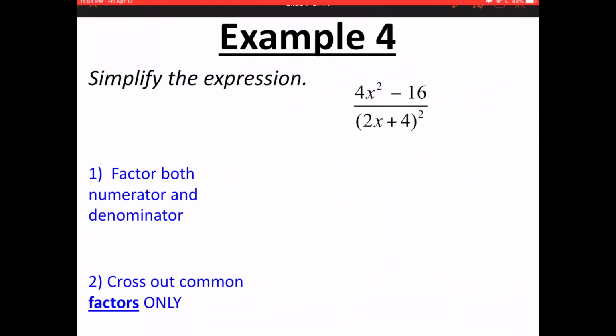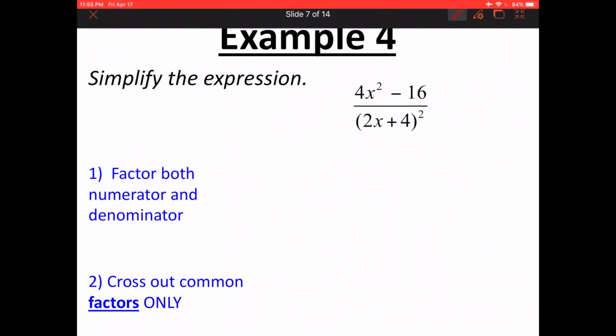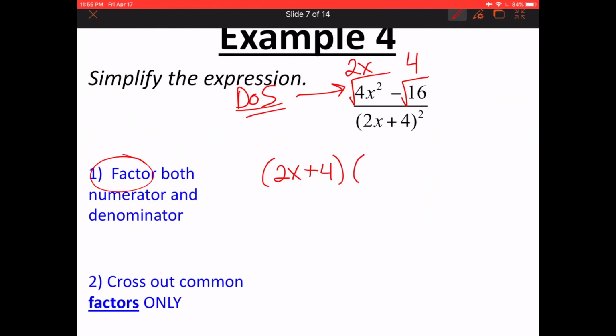Okay, guys, so let's take a look at example 4, simplifying the expression. So again, step 1 is to factor. In my numerator, the method of factoring that I'm going to use is difference of squares. They're both perfect squares. So I square root 4x squared and I get 2x. I square root 16 and I get 4. Remember, for difference of squares, I would put 2x plus 4 and 2x minus 4. That's my rule for difference of squares. One factor gets a plus, one gets a minus.